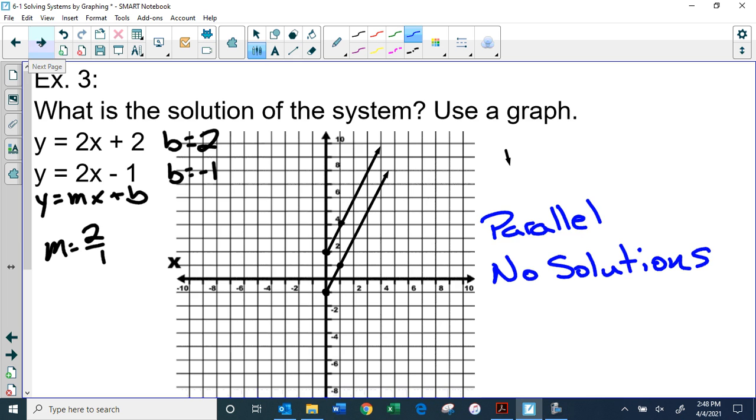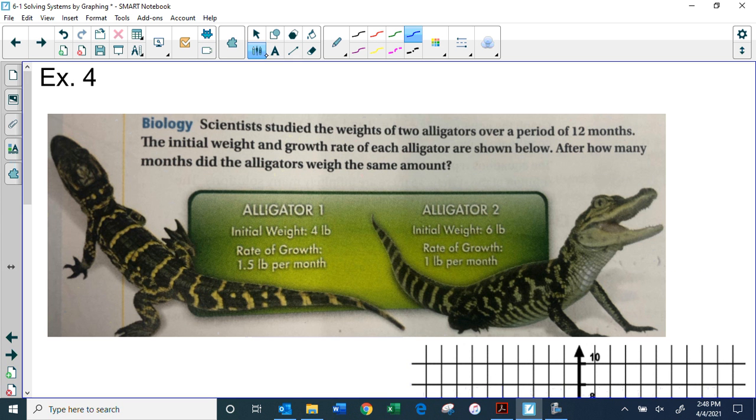I got a word problem here. It says scientists studied the weights of 2 alligators over a period of 12 months. The initial weight and growth rate of each alligator are shown below. After how many months did the alligators weigh the same amount? All right, so they're looking for when they have the same weight. So you're looking for a solution to both of these that works for both of them.